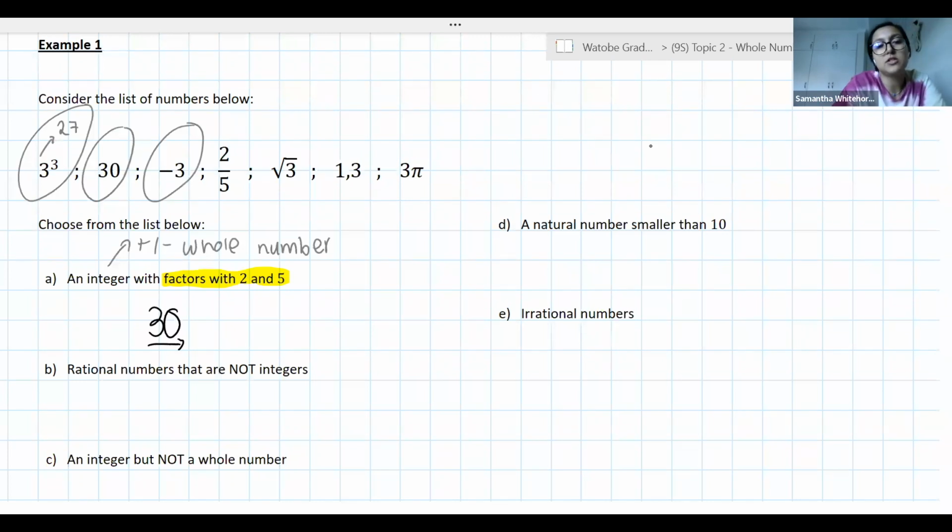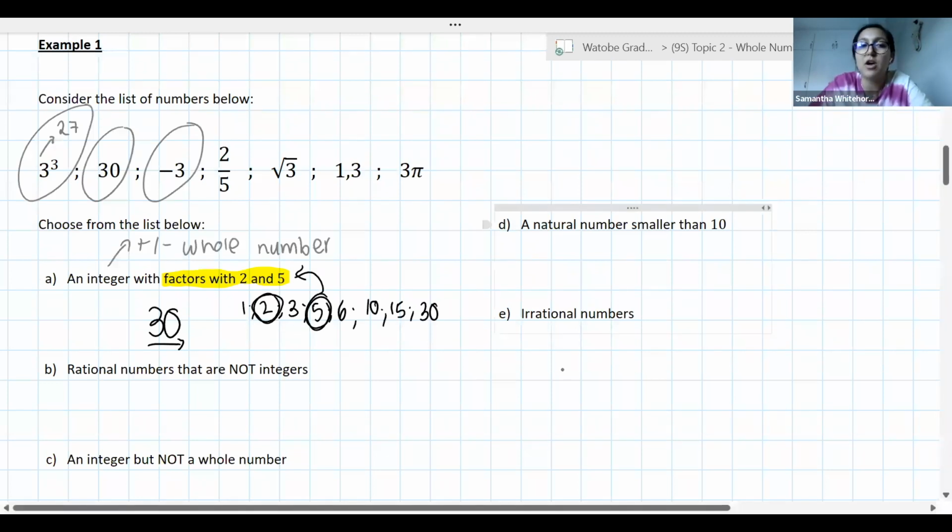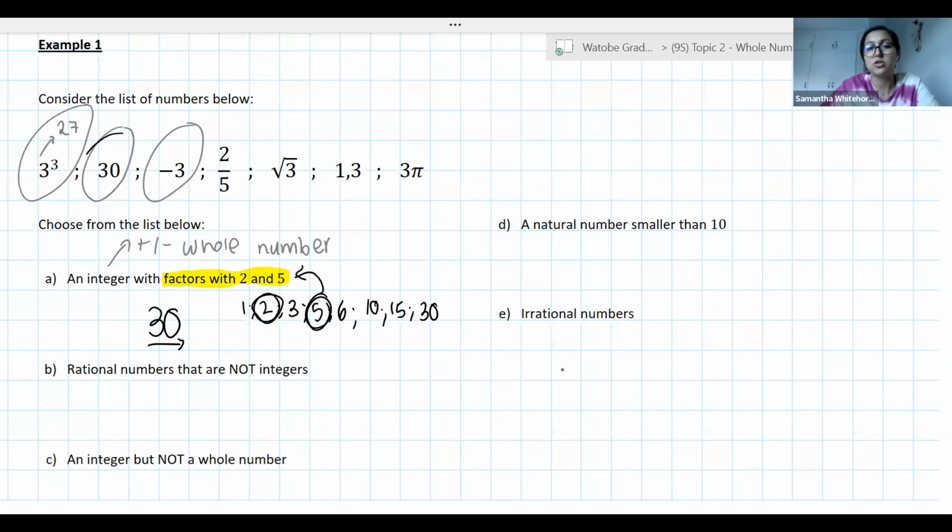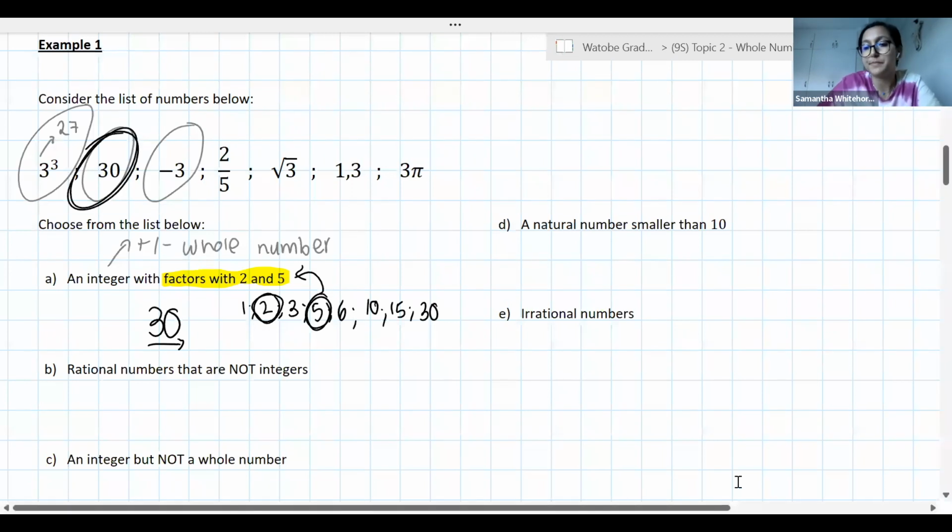We know that the factors of 30 are 1, 2, 3, 5, 6, 10, 15, and 30. And so 2 and 5 are factors of that number that we were working with. So because 2 and 5 are factors of 30, which was in our list, we can say that 30 was the answer we were looking for there.